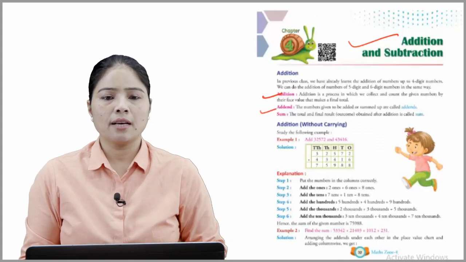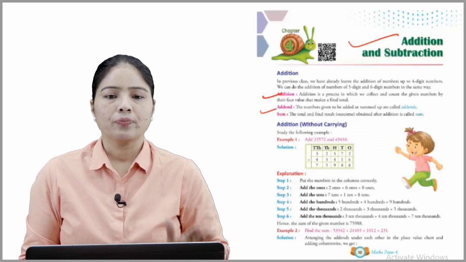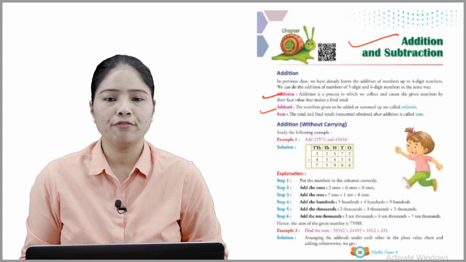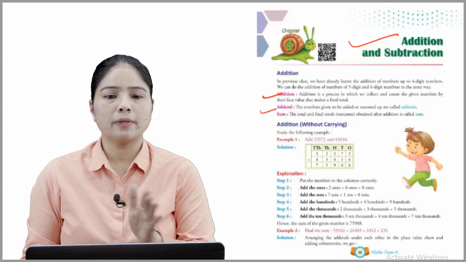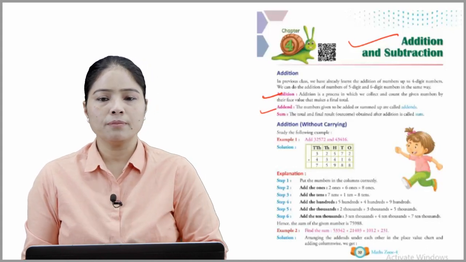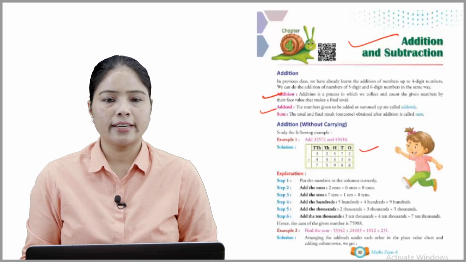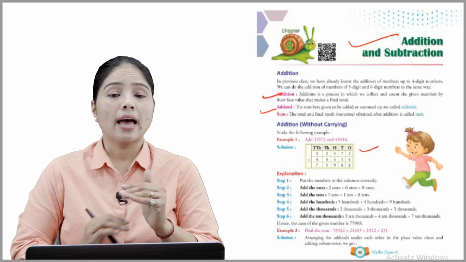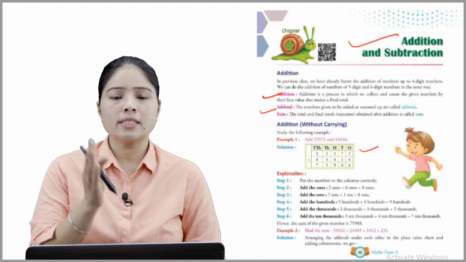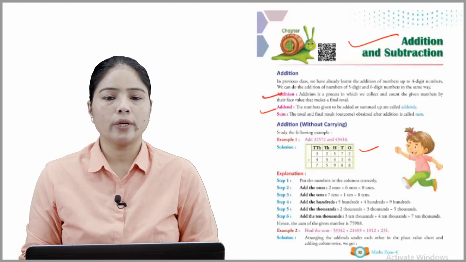Study the following examples. Example number 1. Add 32572 and 43416. Explanation. Step number 1. Put the numbers in the columns correctly like this. हमने column wise रख लिया. Step number 2. Add the ones. हम पहले ones को add करेंगे. So 2 ones plus 6 ones is equal to 8 ones.